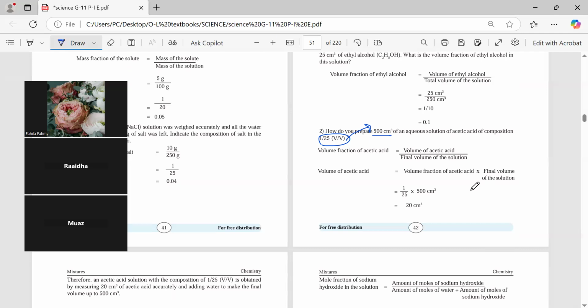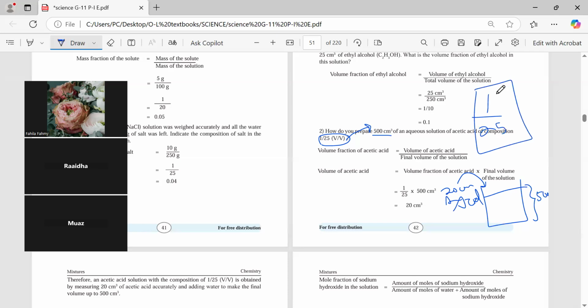So what does this mean? This means that the total volume of your solution is going to be 500 cubic centimeter, and you're going to add 20 cubic centimeter of concentrated acetic acid, and then that will give you the 1 over 25 V over V solution. Does this make sense?